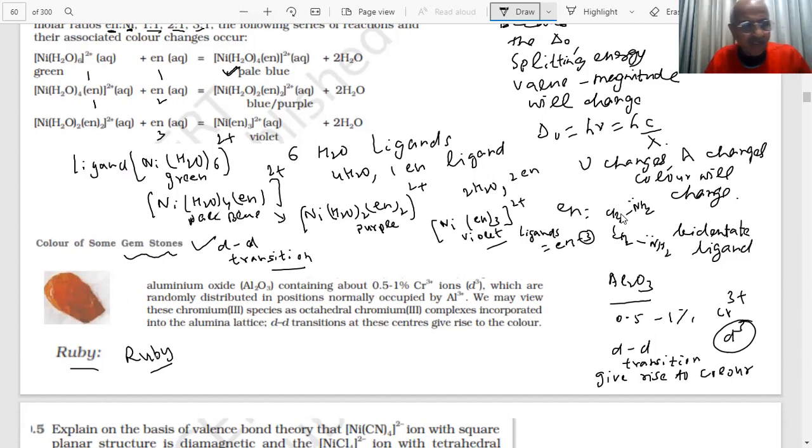All right, this was the end of this most important part. Most important questions have been discussed in this topic. Color can be explained by crystal field splitting. Crystal field theory can explain the color of coordination compounds.